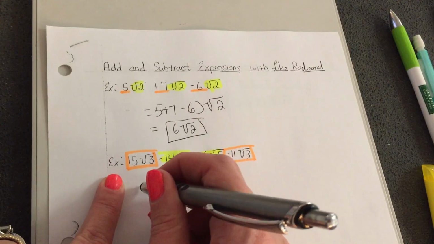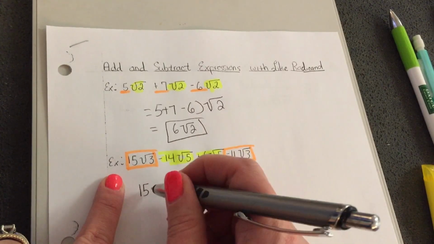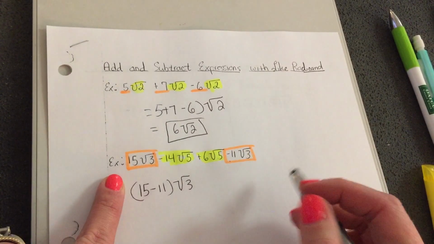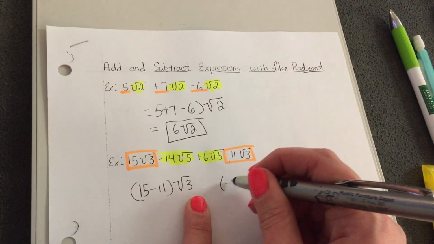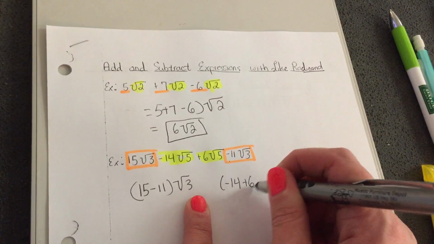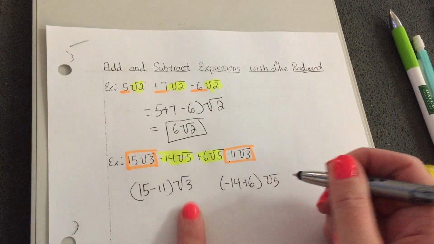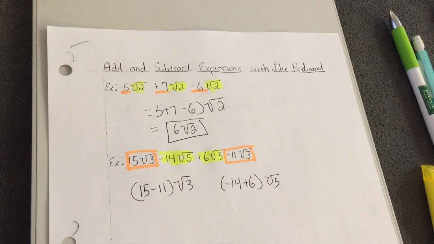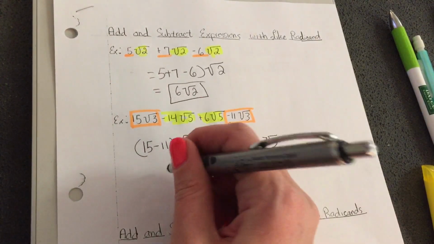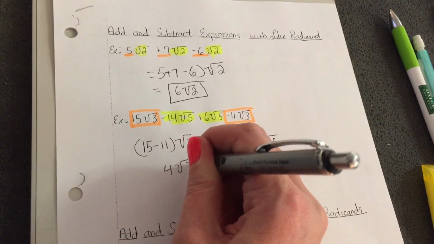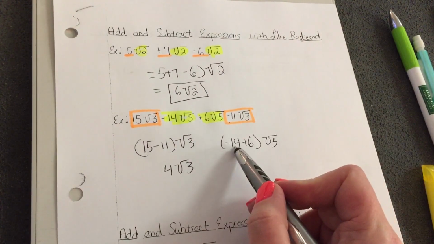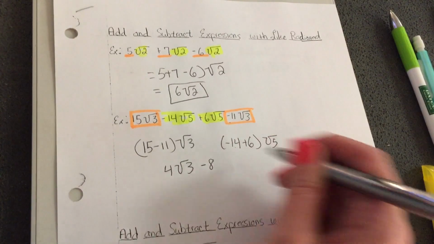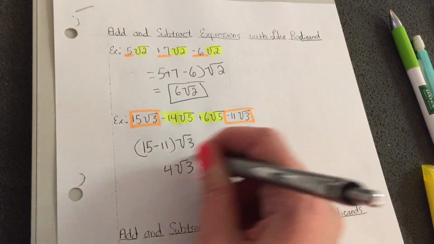So here we go. Let's deal with the oranges. We have 15 minus 11, and that's square root 3. Over here, I have negative 14 plus 6 square root 5. So 15 minus 11 is 4, so I have 4 square root 3. And negative 14 plus 6 is negative 8 square root 5.